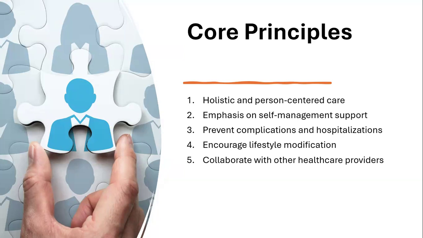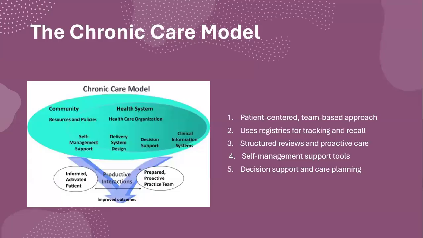And also you have to collaborate with other healthcare providers like specialists and allied health workers when it comes to chronic disease management. So it should be holistic, person-centered, and you should support the patient to manage their illness on their own and prevent complications and hospitalizations. And you should encourage lifestyle modification, and also you have to collaborate with other health workers when it comes to managing chronic disease. So when it comes to doing this, there is a chronic care model available, which gives you the support to do that.